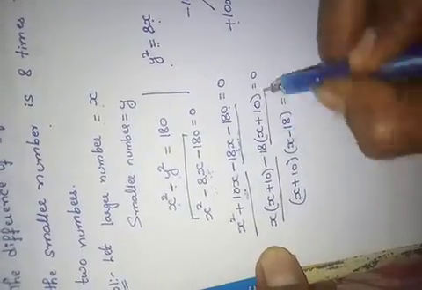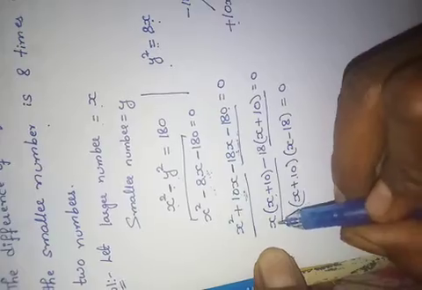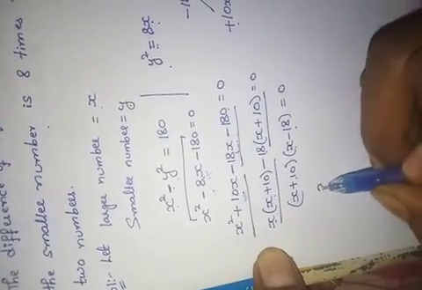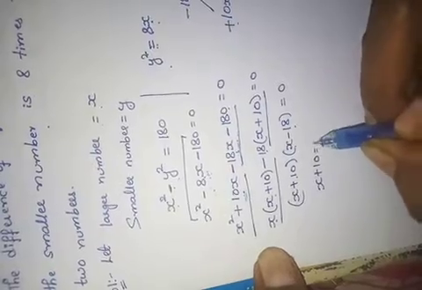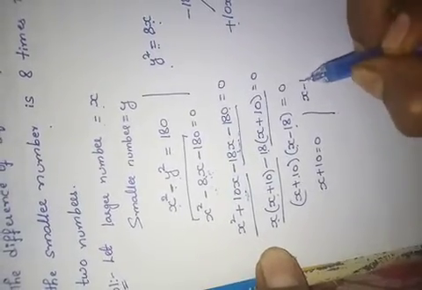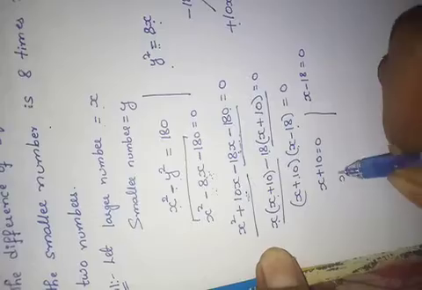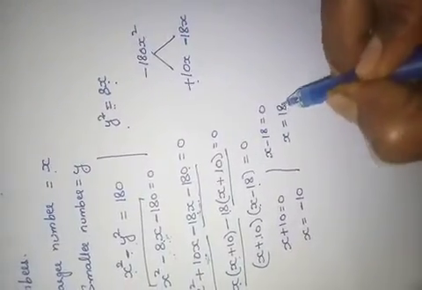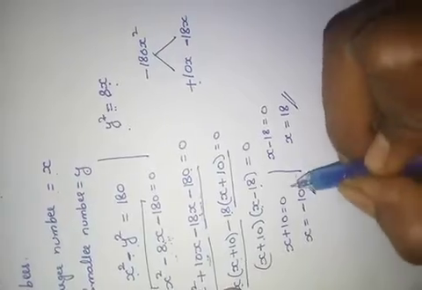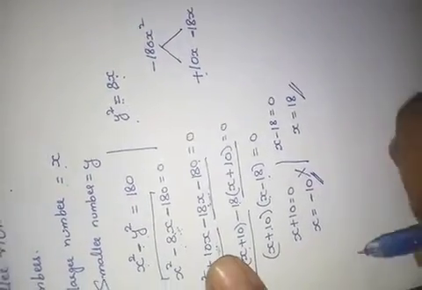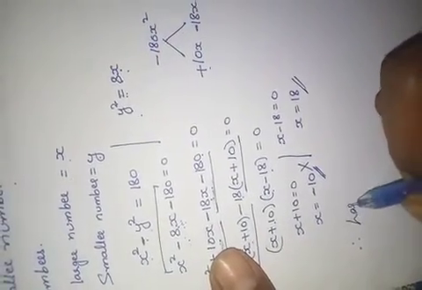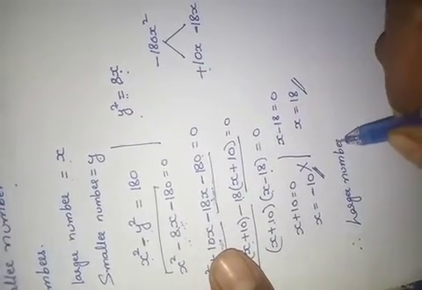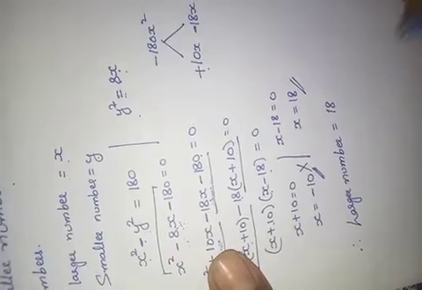In these both, I have taken x plus 10 common. Here the remaining term is x, here the remaining term is minus 18. Now separate it. x plus 10 equals 0, x minus 18 equals 0, so x equals minus 10, x equals 18. Here is a negative number, so I am neglecting it. Therefore, the larger number equals 18.